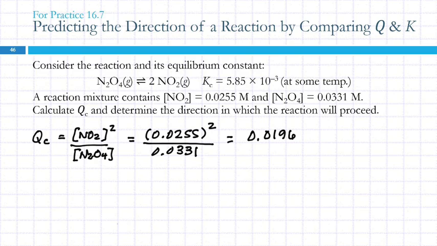And it says, determine the direction in which the reaction will proceed. They're giving us the equilibrium constant. They gave it to us in scientific notation. I happen to write this in decimal notation. So you have to be really careful when they're not in the same notation. So I would prefer to look at this one also in decimal notation.